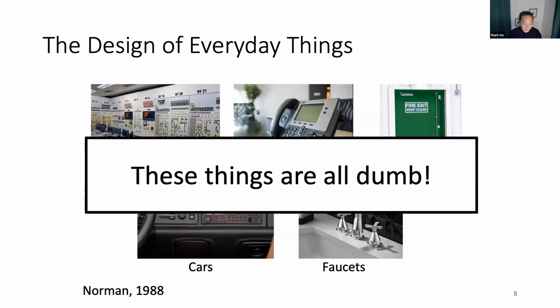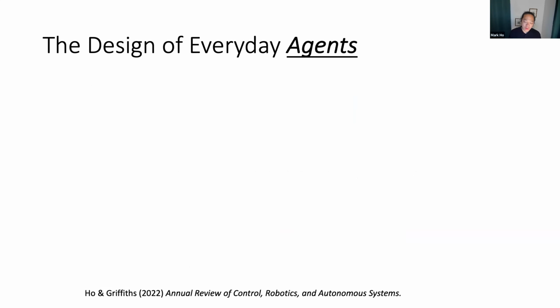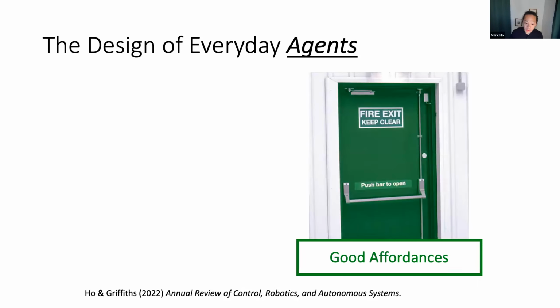And these are all dumb things. These are not going to be smart things that interact with humans and need some kind of human social intelligence. And so I see cognitive science as playing an important role in giving us design principles for thinking about not just everyday objects, everyday tools, but actually everyday agents, everyday robots.